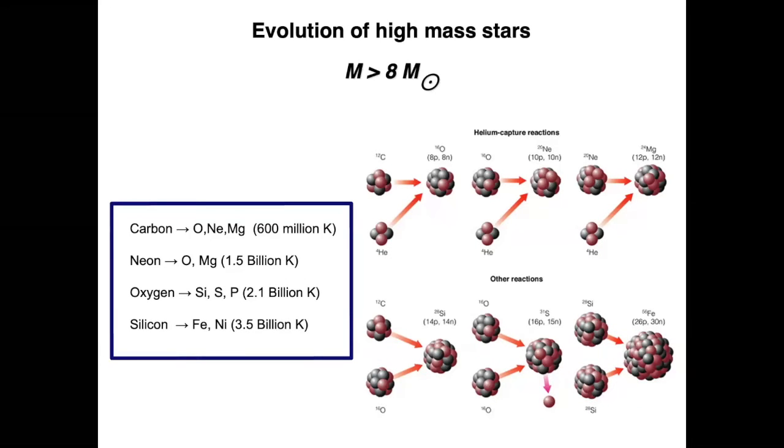Now, for even higher temperatures, carbon is burned as an ideal gas. Carbon burns into oxygen by capturing alpha particles. And then once carbon is exhausted, oxygen burns into neon. Because this is a series of alpha particle captures, we call this climbing the alpha ladder.